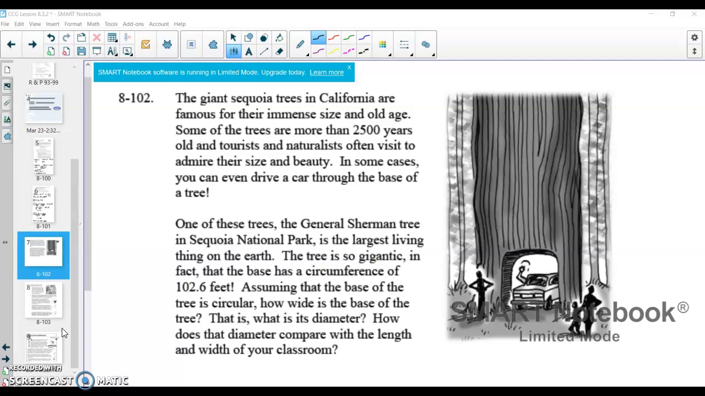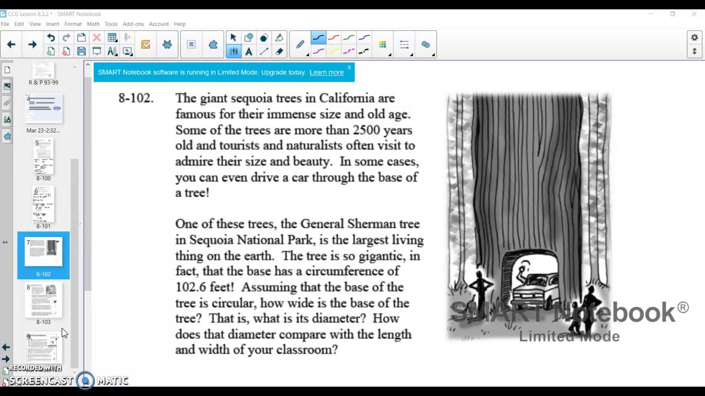But I won't read the whole thing just for time reasons. What it's saying is that this giant tree in the Sequoia National Park is so gigantic, in fact, that the base has a circumference of 102.6 feet. Assuming that the base of the tree is circular, how wide is the tree? They're asking really, what is the diameter of that tree if the circumference of the base is 102.6 feet?